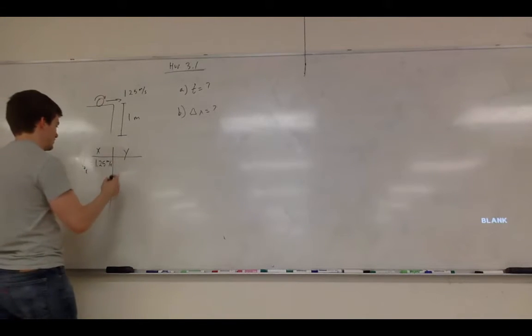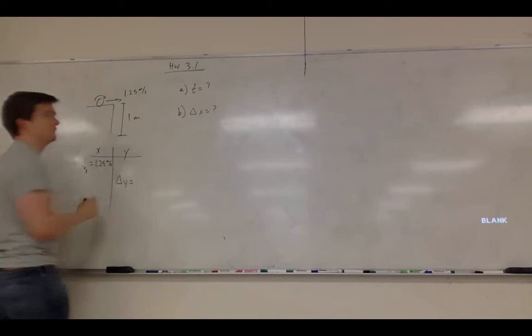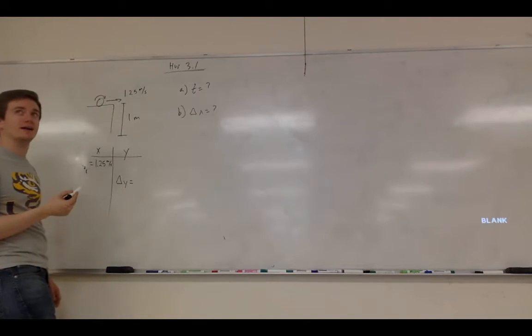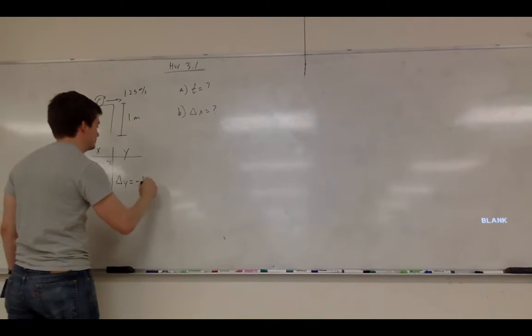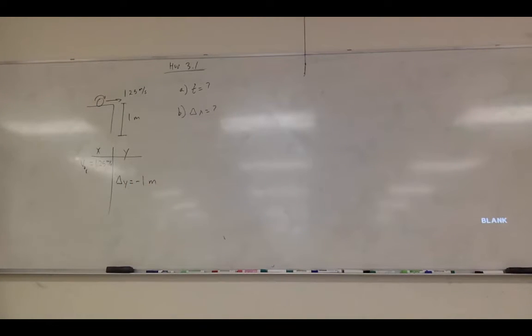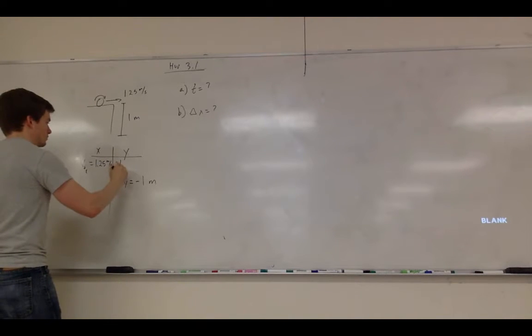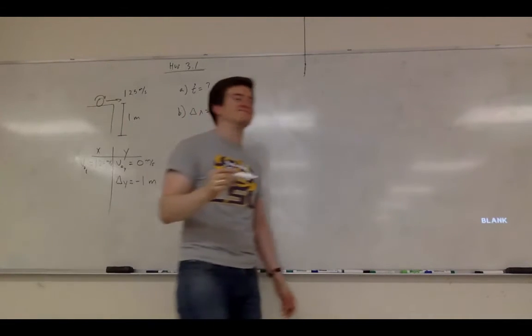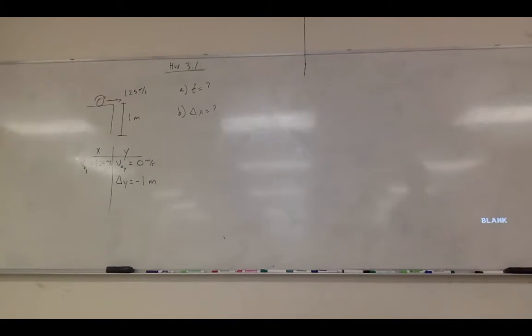I heard someone talk about delta y. What is delta y? Negative 1 meter, because it's falling down. What else do we know? The initial velocity for y is 0 meters per second. Because why? It's not moving in the y direction yet. It's only moving horizontally. It rolls off of a horizontal, a flat table.